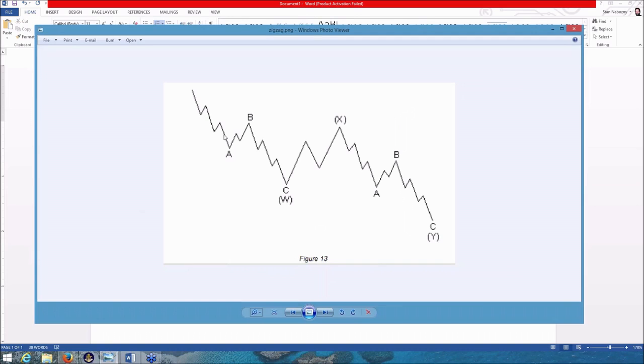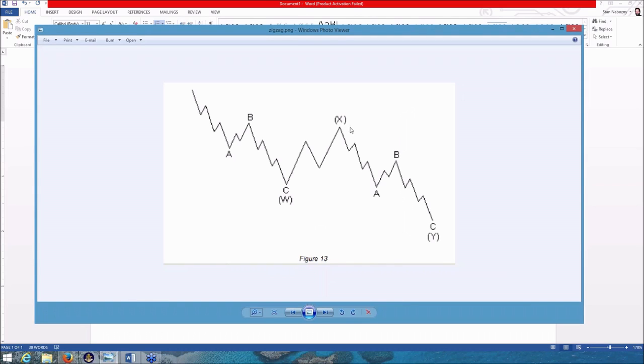1, 2, 3, 4, 5 for the A, 3 back for the B, 1, 2, 3, 4, 5. That's a retracement pattern. It's called a 5-3-5. They're all over the market if you look for them. So if you see a 5-wave move down, it doesn't mean that you're in an impulse. It could be a corrective pattern.